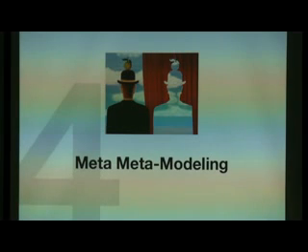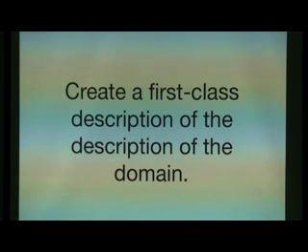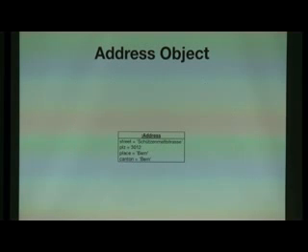Okay, so let's have a look at Magritte and that meta modeling. The basic idea here for meta modeling is that you don't only create a first-class description of the domain, but also a first-class description of the description of the domain, right? Okay. So let's just quickly rehearse what a meta model is before we dive into it.